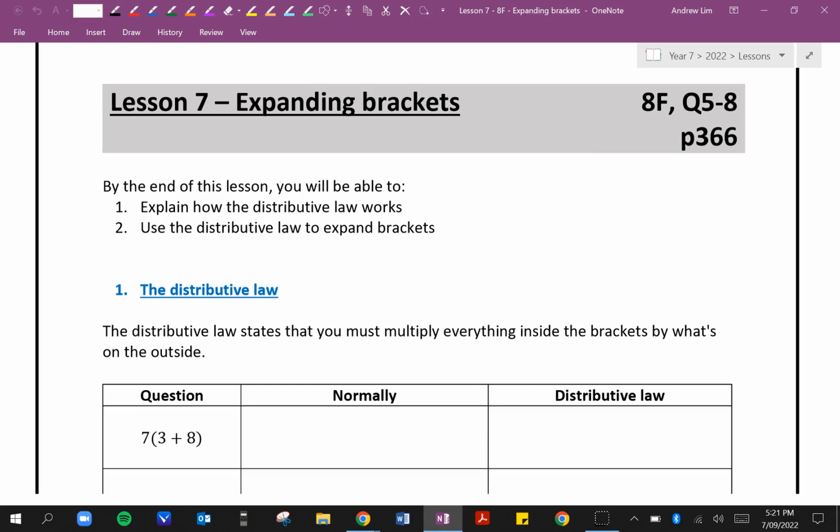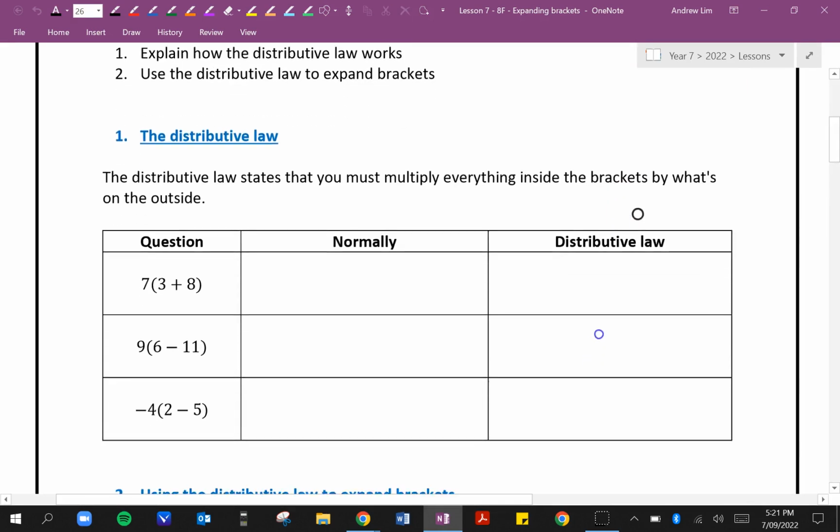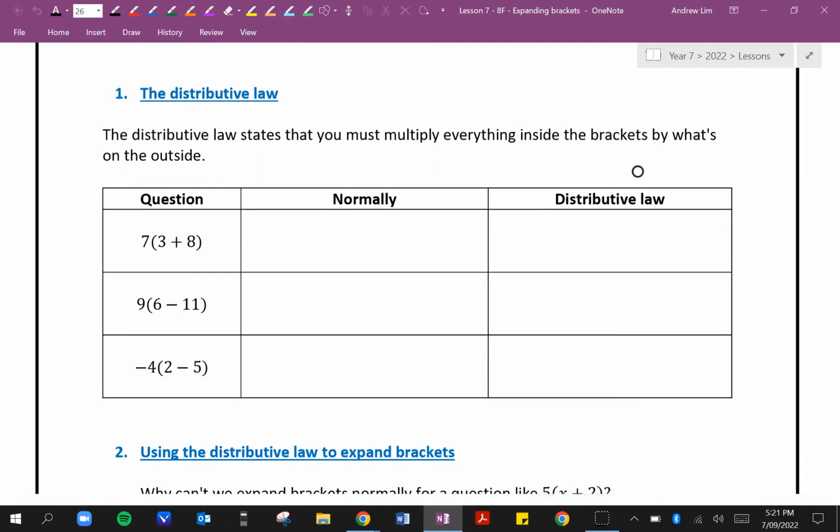So, by the end of this lesson you'll be able to do these two things: explain how the distributive law works, and use it to expand brackets. So let's have a look at the first part of this lesson, the distributive law. Now, the distributive law states that you must multiply everything inside the brackets by what's on the outside.